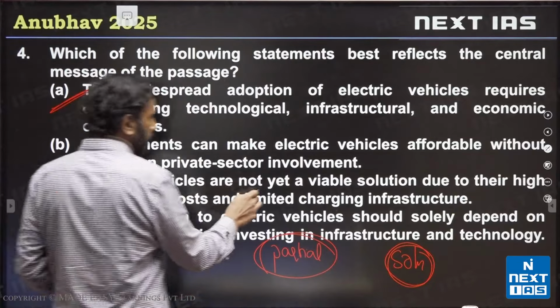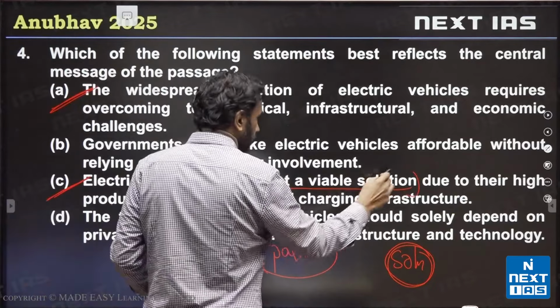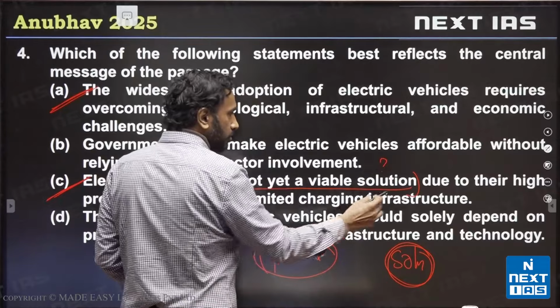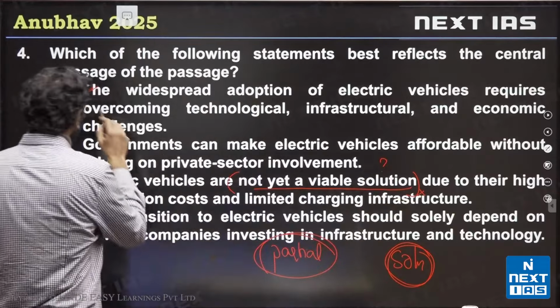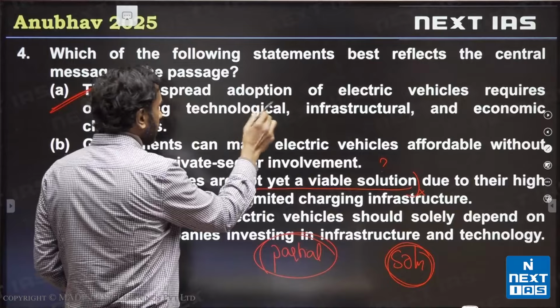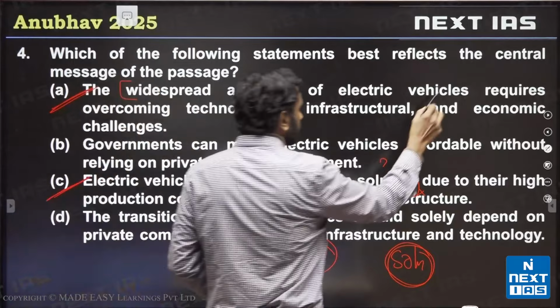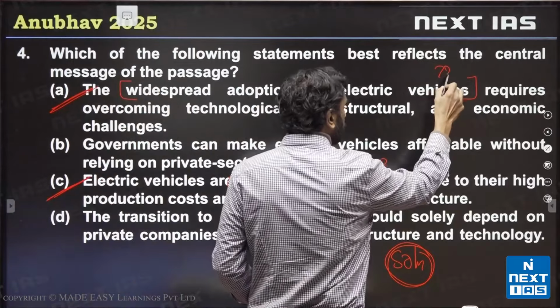They are not yet a viable solution. So how do I make them a viable solution? Not discussed in option C. Let's look at option A, the widespread adoption of electric vehicles, which is basically telling us this is a problem, how to solve this problem.